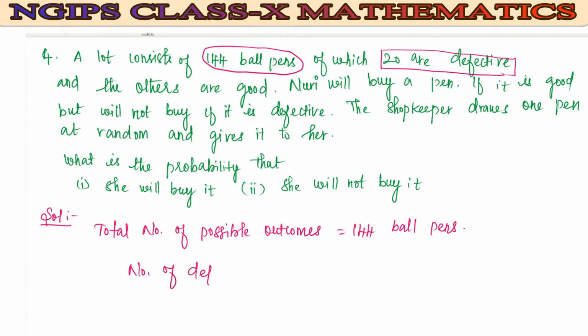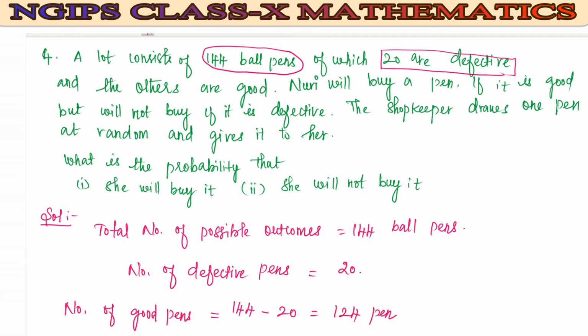Number of defective pens is equal to 20, and others are good, so we need to find out the number of good ones. Number of good pens is equal to, from 144 we need to subtract 20 so that you will get the good ones, so it is nothing but 124 pens are good.